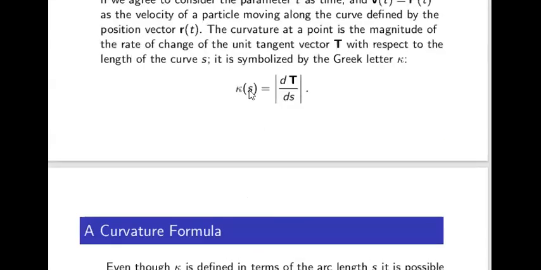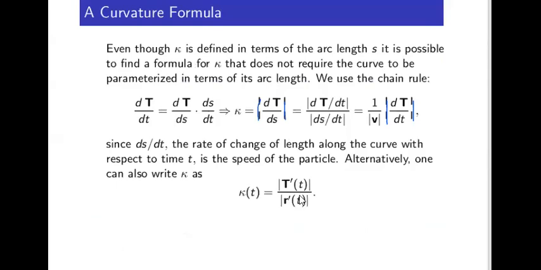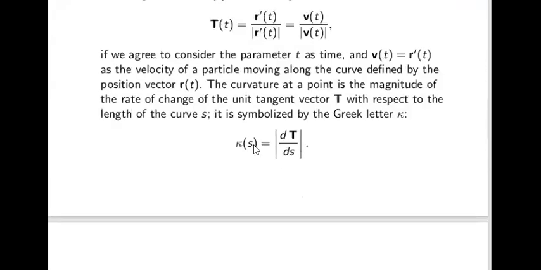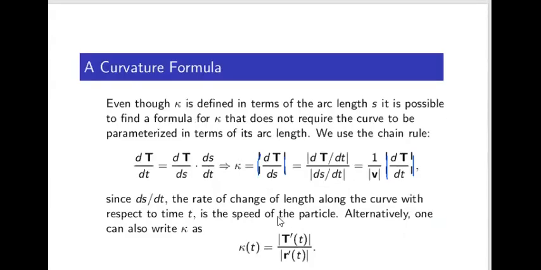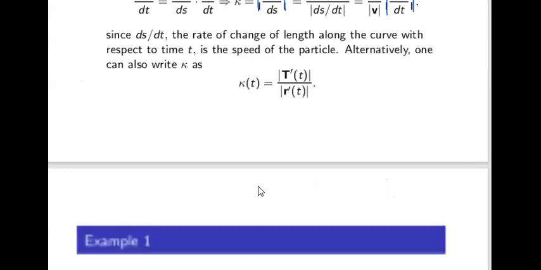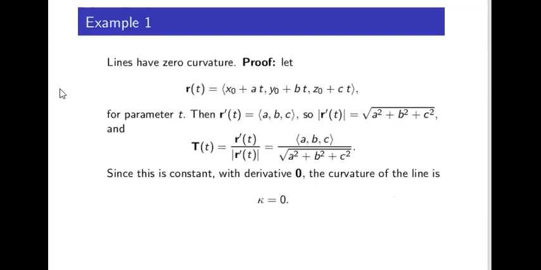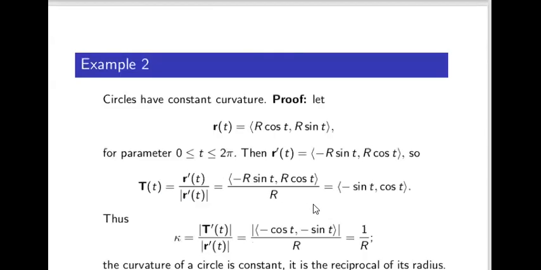So that can be expressed in terms of t. You can change variables, right? You know how to do that using the chain rule. The curvature of a straight line is zero, which makes sense. The curvature of a circle is constant at each point on the circle. It is constant, 1 over the radius.